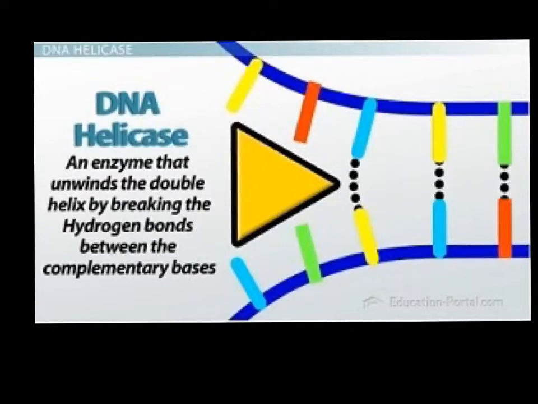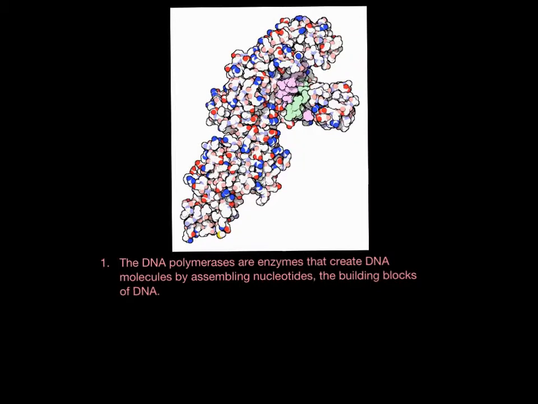The next thing is the DNA helicase, which is the enzyme that unwinds the double helix by breaking the hydrogen bonds between the complementary bases, which is basically just a cutter of DNA that goes in between the nucleotides. The next thing we're going to talk about is polymerases. The DNA polymerases are enzymes that create DNA molecules by assembling nucleotides, which is the building blocks of DNA. So basically, this is just the glue that repairs the DNA.